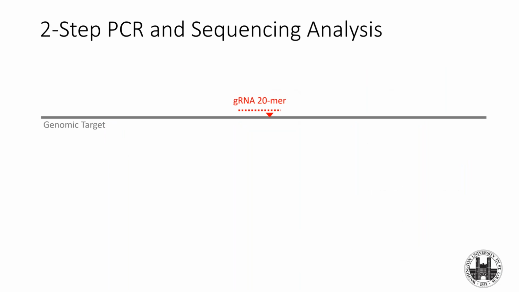Here's what this often looks like. For any particular genomic target where we've targeted our CRISPR-Cas9, here's where the guide RNA would fall. The triangle is where the cut site would be. We have primers that have tails on them. You can see the purple and the green are the tails. And this is trying to make an amplicon that's about 150 to 250 base pairs long.